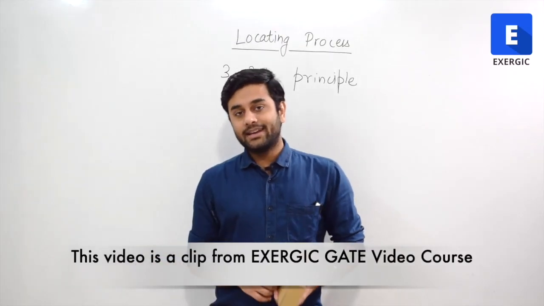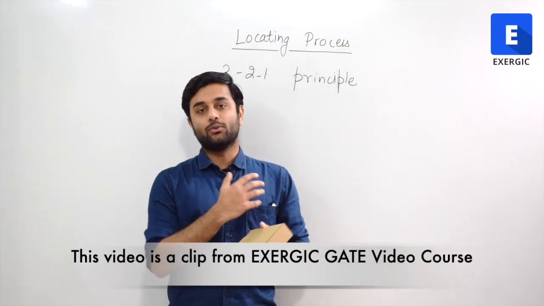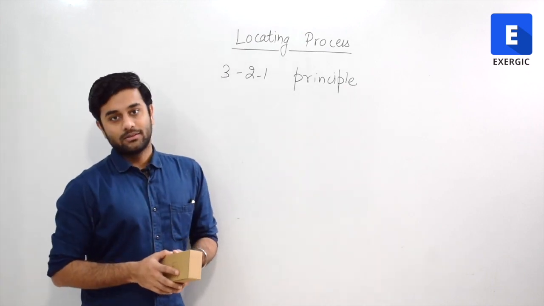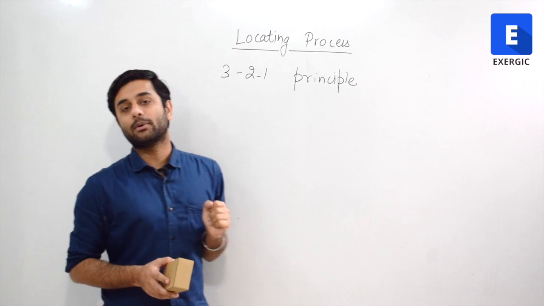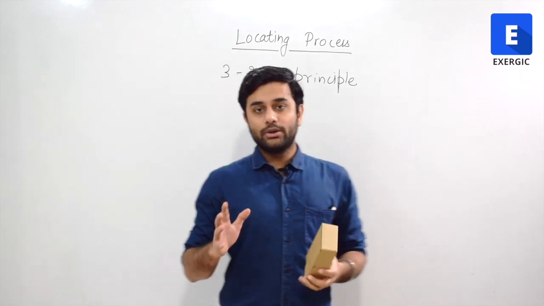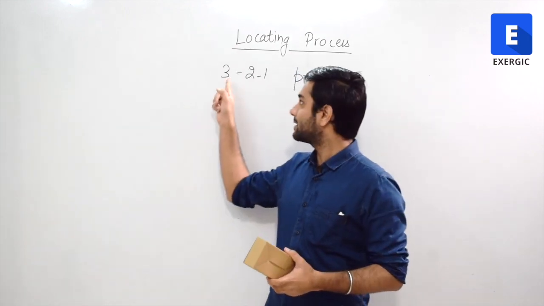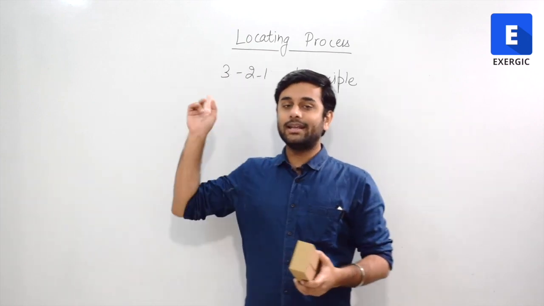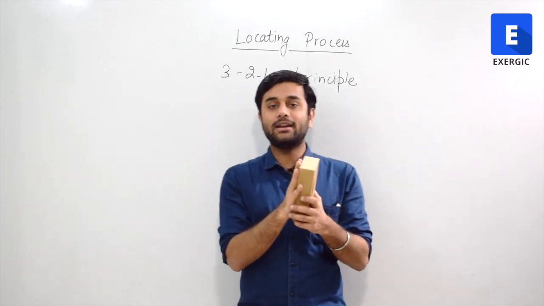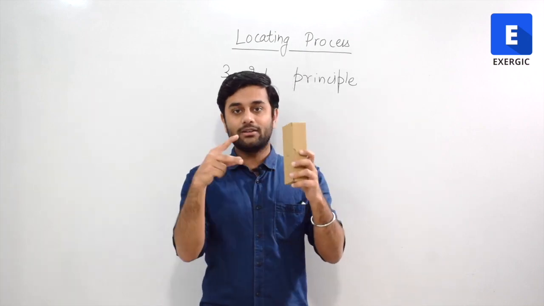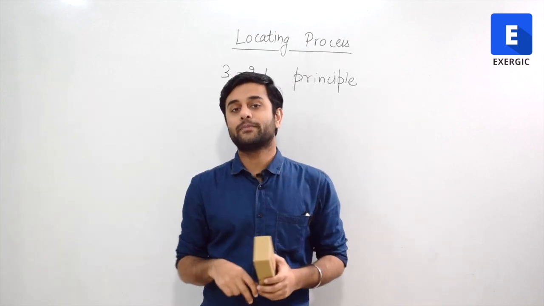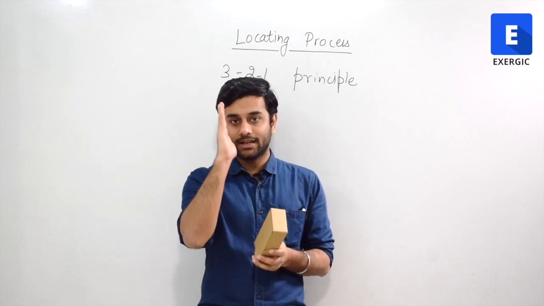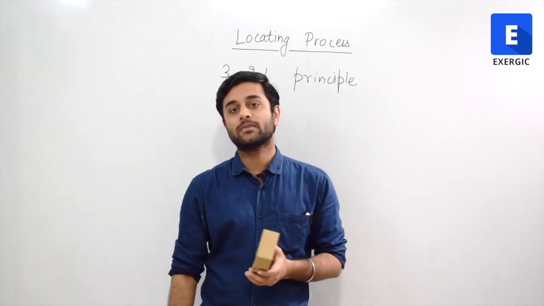Now let us carry forward the discussion on the 3-2-1 principle. Why are we starting from 3 points? Let us discuss that. As I told you, in the 3-2-1 principle, these are the 3 mutually perpendicular planes, right? And 3 represents that the first plane will be restricted, supported on 3 points. So why are we starting with 3 points first? Why are we defining the first plane with 3 points?